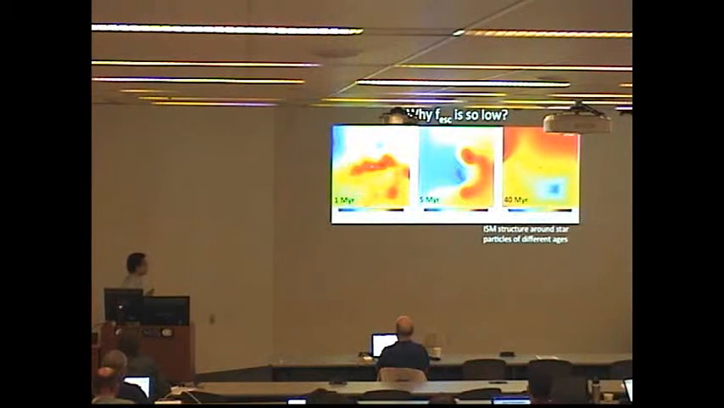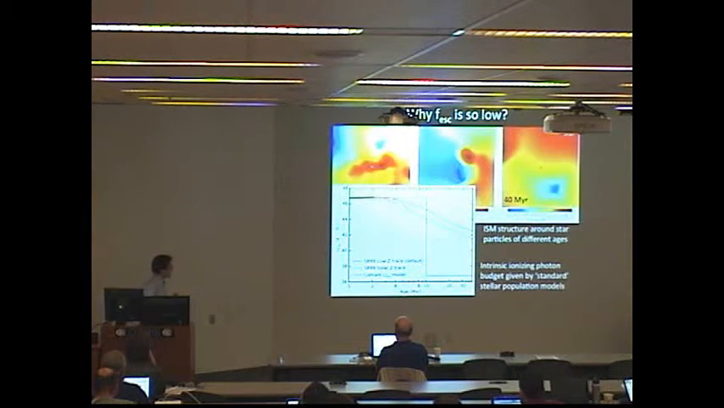Then why is the escape fraction so low? We look at the ISM structure around star particles of different ages in our simulations. The left panel is the ISM structure around a star particle of 1 million years, then 5 million years and 4 million years. Usually, the young star particles are embedded in very dense regions. When one further evolves to, say, over 3 million years old, a large fraction of the lines of sight has been cleared by stellar feedback, and the star particle can have a near-unity escape fraction. And all stellar populations always sit in the ambient ISM.